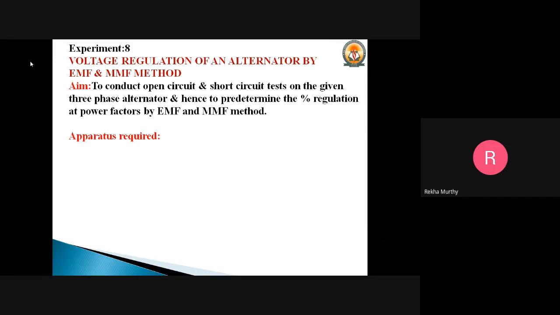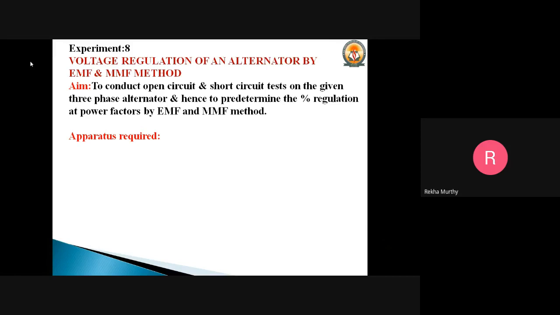In this experiment, we are going to see that the regulation of an alternator can be determined by various methods. What are those two methods? That is the EMF method and the MMF method. The EMF method requires some data to calculate the regulation. That is why we need to conduct two tests: one is the open circuit test and the other is the short circuit test.